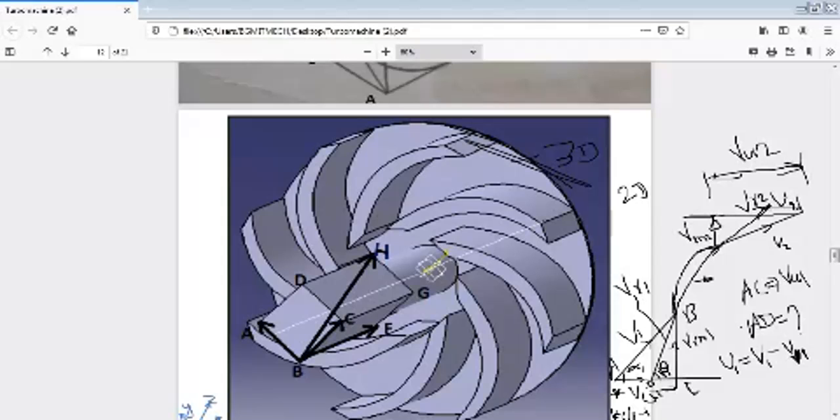Okay, this is VM1. This is the velocity triangle we formed to solve the problems.